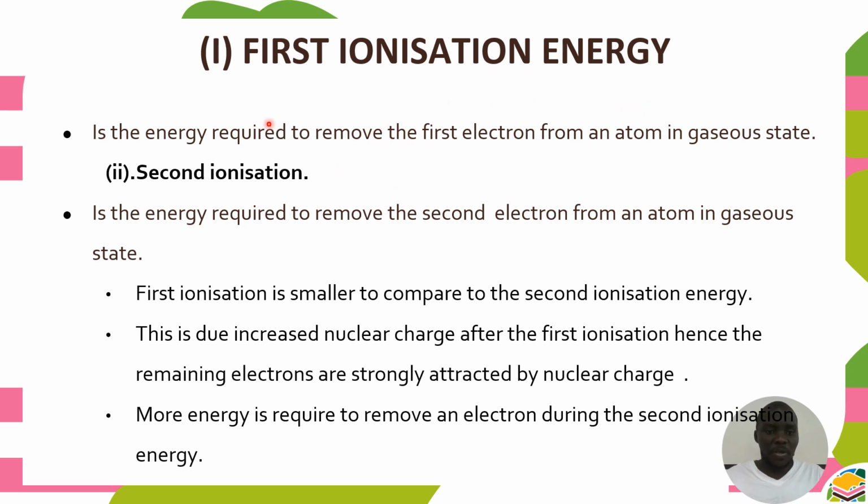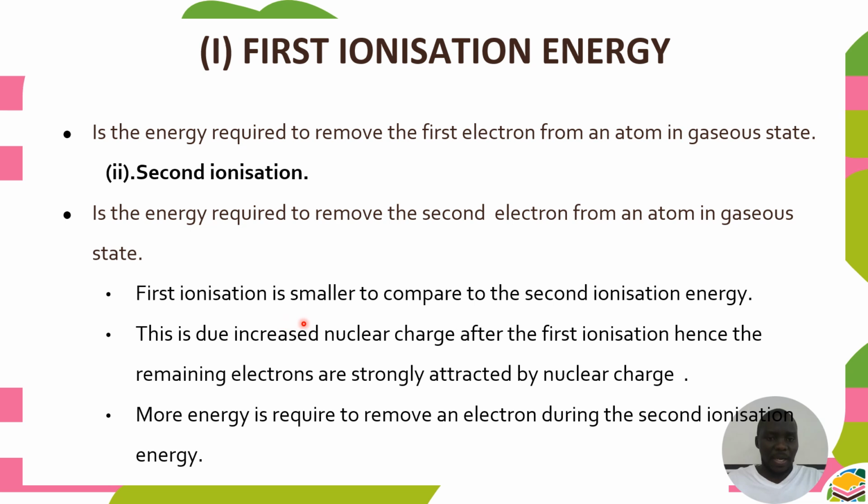So what is the first ionization energy? First ionization energy simply refers to the energy that is required to remove the first electron from an atom which is in gaseous state. Second ionization energy refers to the energy that is required to remove the second electron from an atom which is in gaseous state. So we can also define up to third, up to fourth, using the same concept on how we have defined these first 2.